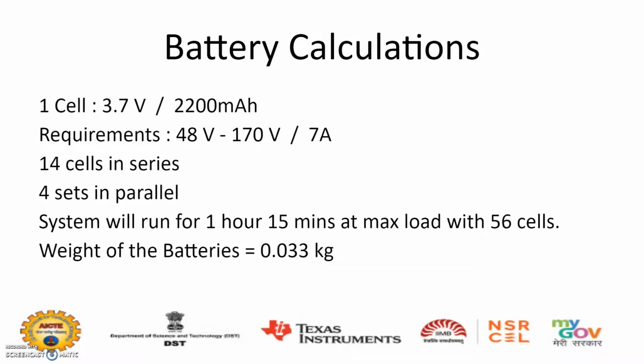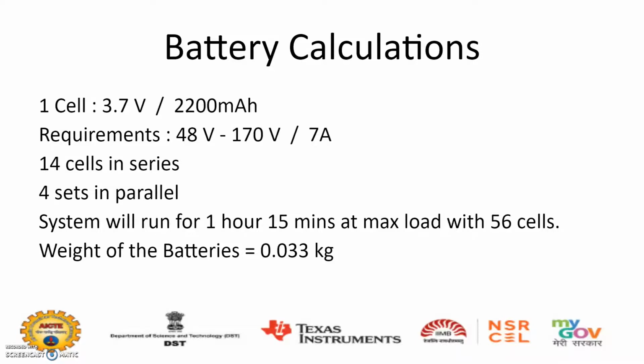Here are the calculations for the batteries of the system. We are using lithium-ion batteries with a rating of 3.7 volts and 2200 milliamp hours on each cell. Now our requirements are 48 volt DC to 170 volt DC with a current of 7 amperes. So if we use 14 cells in series, we get a total of 51.8 volts, and if we use those 14 cells in series with 4 sets in parallel, we get a total current rating of 8800 milliamp hours.